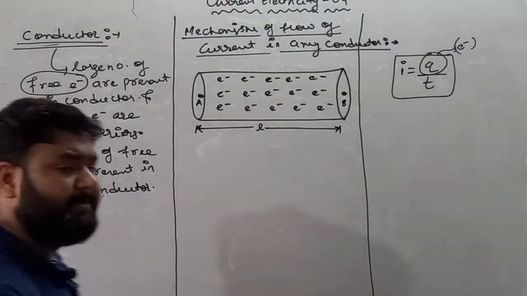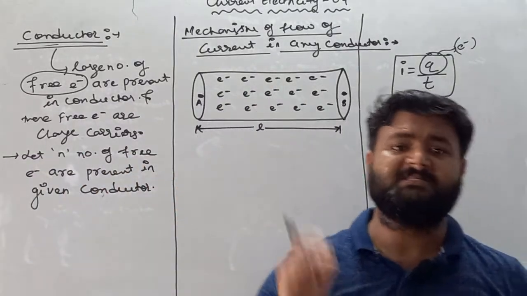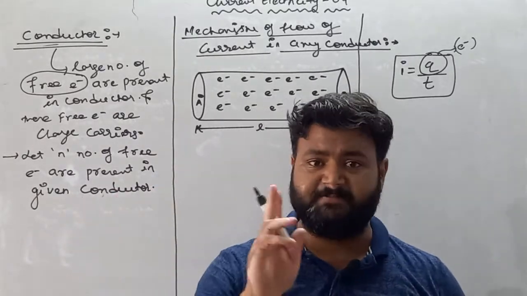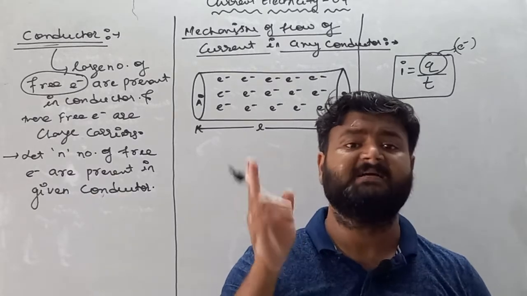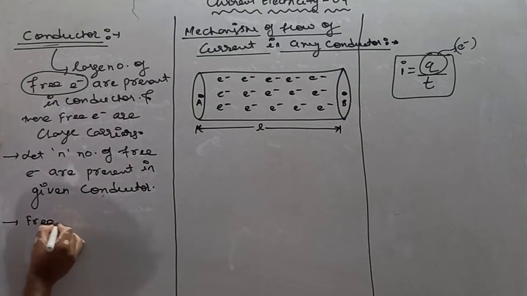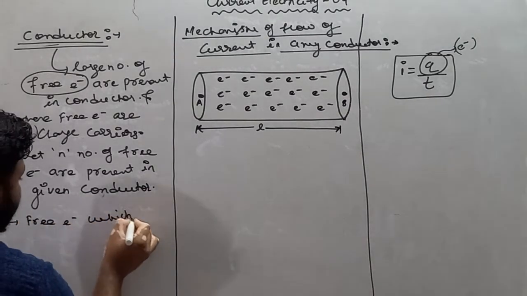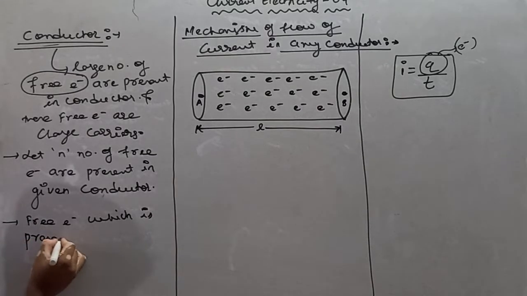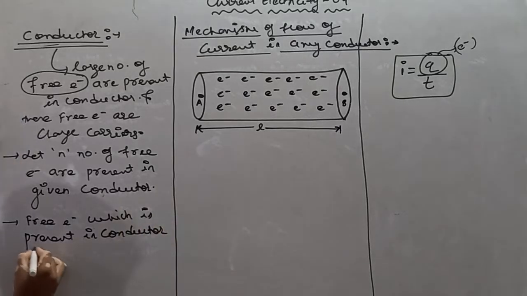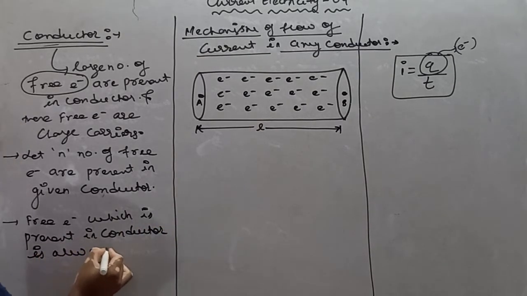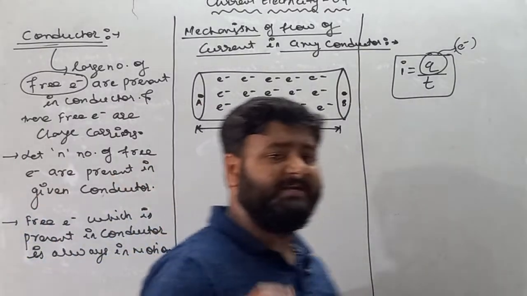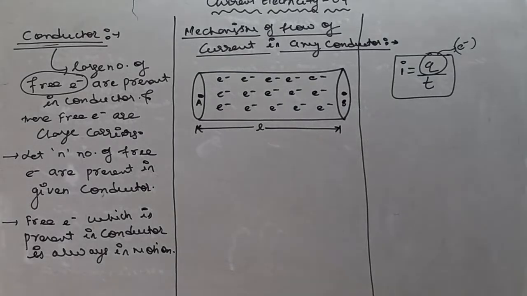Now see, my dear student, remember one more thing: free electrons are always in motion. Free electrons never become at rest. So I'll write here again, free electrons which are present in a conductor are always in motion. So my dear student, you have to remember 2-3 things related to this topic.